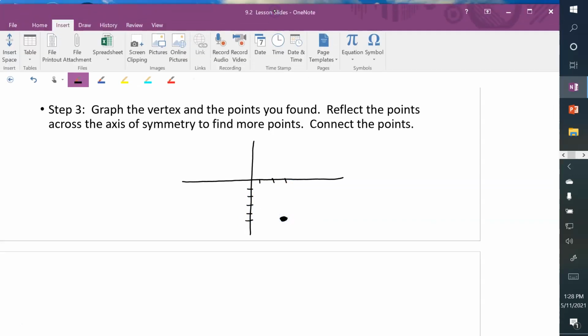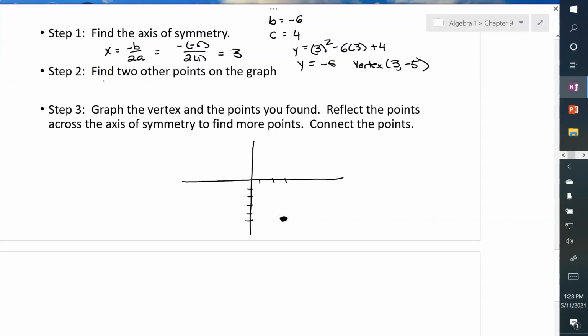And that is also the axis of symmetry. So I'm going to sketch that in. So there's my axis of symmetry. Now I'm going to pick 2 more points to figure out, and I'm going to go ahead and do an XY table for that.